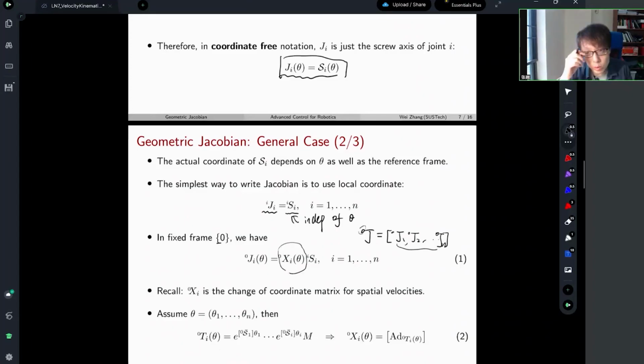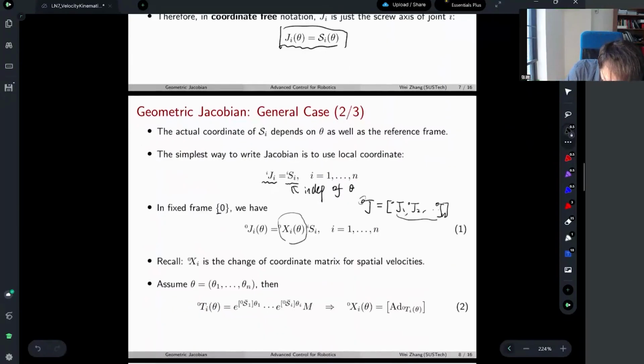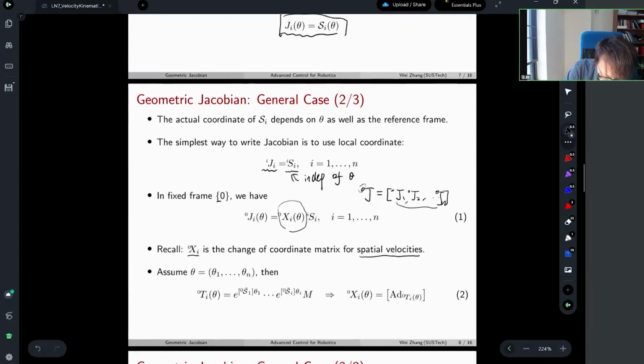So that's one way to compute the Jacobian in the inertial frame. If you still remember, this is the change of coordinate matrix for spatial velocities. And that basically depends on the relation of, this is what? This is the pose or configuration of the local frame i relative to the inertial frame.